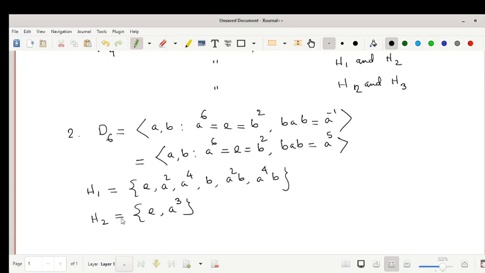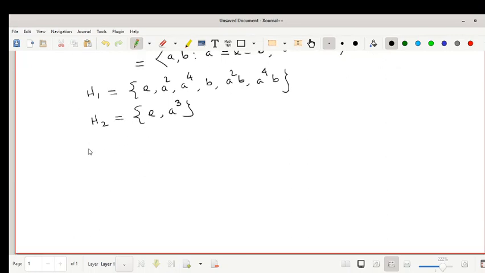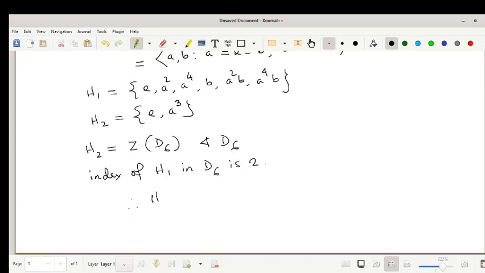And why is H1 a normal subgroup? The reason is the index of the subgroup H1 is 2, because H1 contains 6 elements and D6 contains 12 elements. So H2 is the center of D6, and so it is a normal subgroup of D6, and the index of H1 in D6 is 2, and therefore H1 is a normal subgroup of D6.